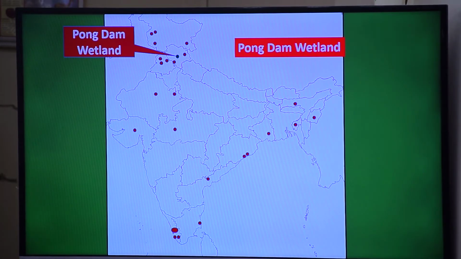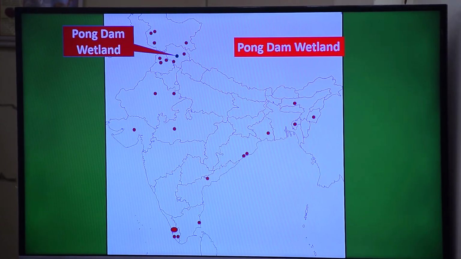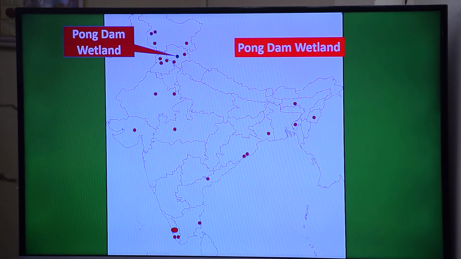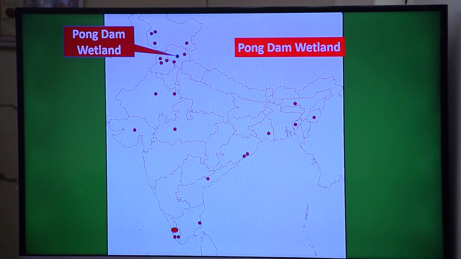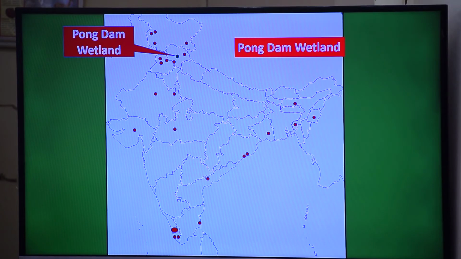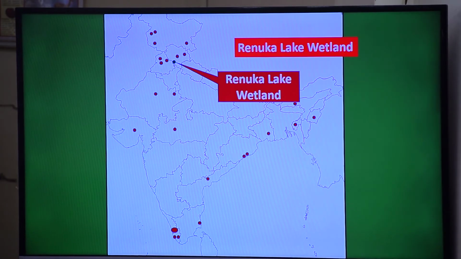Which dam did I say? And Pong Dam is also known as Maharana Pratap Sagar Lake. So this is on the Beas River. आप लोगों ने mapping में, मैंने said that Beas River has Pandoh Dam, and which one did I say? Pong. और जब Pong किया तो वो wetland में convert हो गया. I said that Pong is a wetland, and it is in Maharana Pratap Sagar Lake. Understood? And then another one I said, Renuka. Which lake did I say?